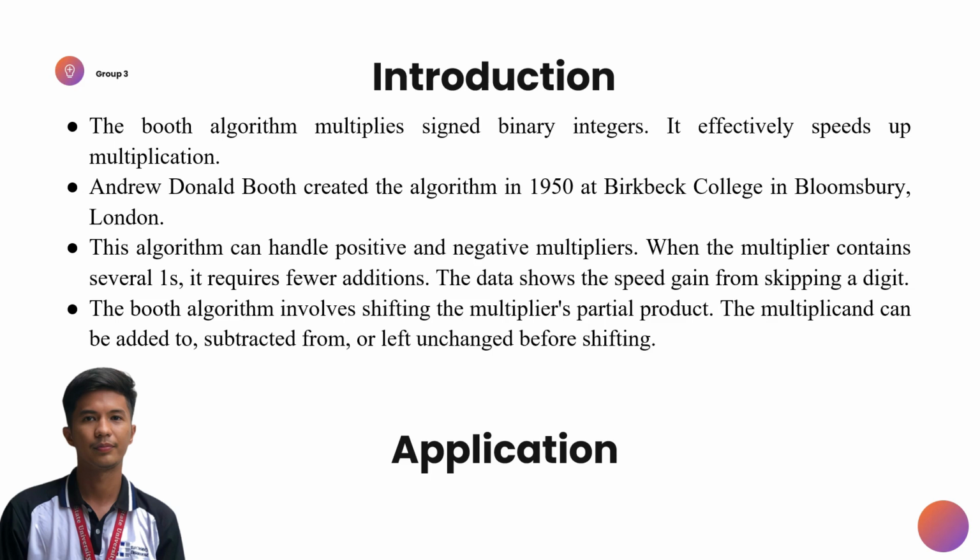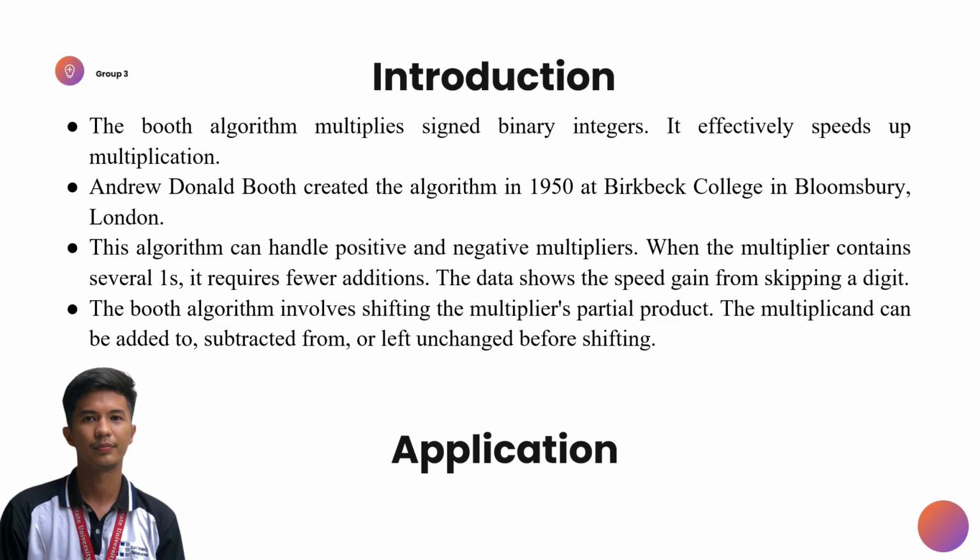Also, the Booth algorithm generally requires examining the multiplier bits and shifting the partial product as long as the following guidelines are followed. The multiplicand can be added to the partial product, subtracted from the partial product, or left unchanged before shifting. The multiplicand is first subtracted from the partial product when the multiplier encounters the first least significant one in a series of ones. When the multiplier encounters the first zero in a string of zeros, the multiplicand is added to the partial product, provided there was a previous one. And finally, the partial product remains unchanged when the multiplier bit is the same as before.